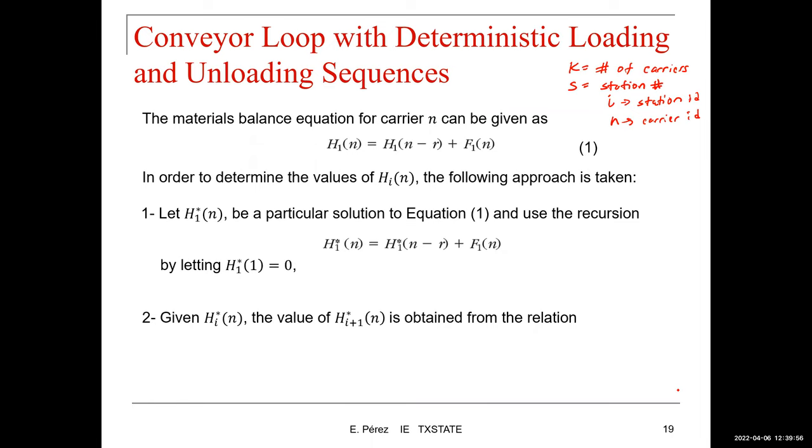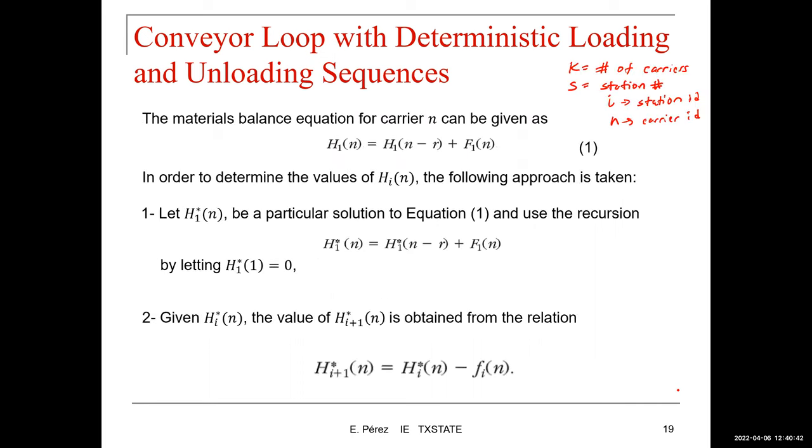And then in order to determine the values of each HI, the following approach is taken. We look at this iterative process in which we are going to be computing these amounts, H1 star of N, and we are going to make H1 star of one equal to zero. So the first car that is passing the first station, we are going to assume that we start with an empty system. So we are going to use this to find the next value, H I plus one star. We make this assumption, and then we use that assumption to compute the rest of the H star values using this equation.